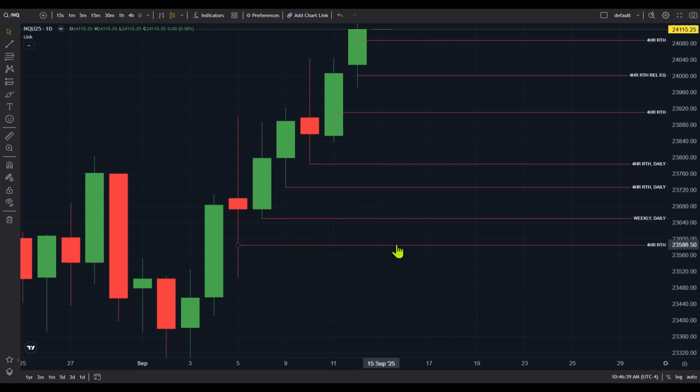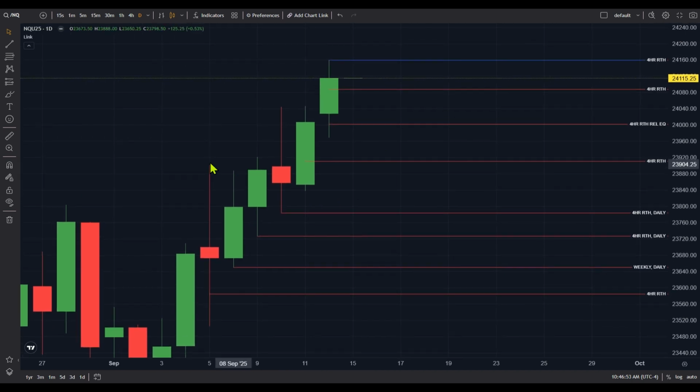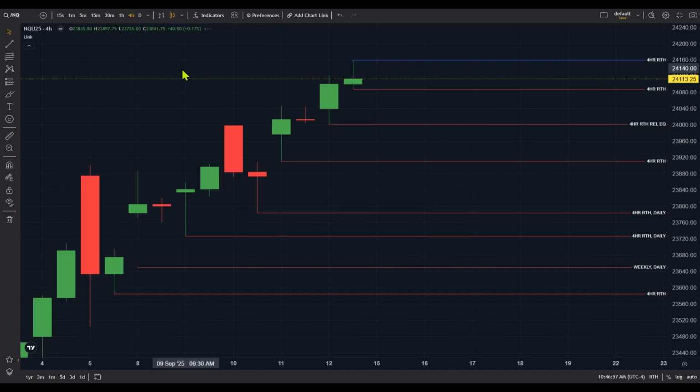The next regular trading hour is right here, but it doesn't match a daily low. So I'm thinking if we push through this weekly daily, we're going to reverse at this regular trading hour. So I just mark those out from the regular trading hour level.